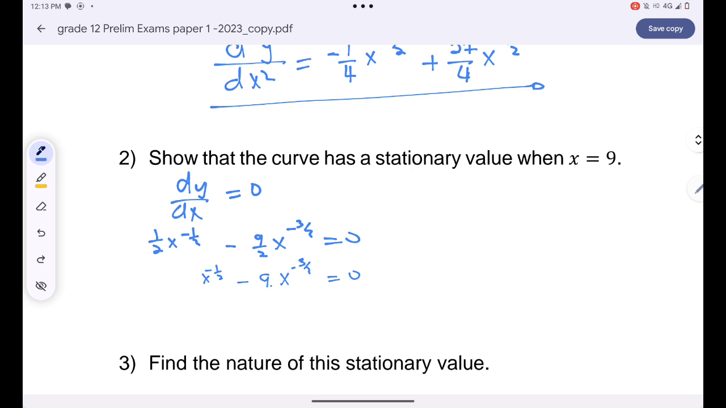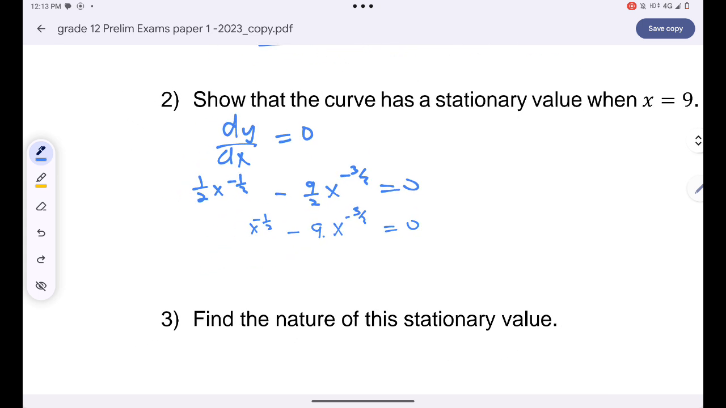Are you together? Okay, I can simply make this have positive exponents if I want to. Is it necessary? Let's just make it. I'll have 1 all over x to the power half equals 9 all over x to the power positive 3 over 2. And then I can simply multiply both sides by the LCD. This is my LCD.